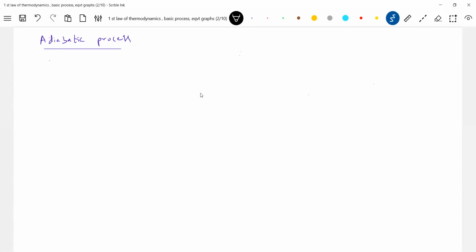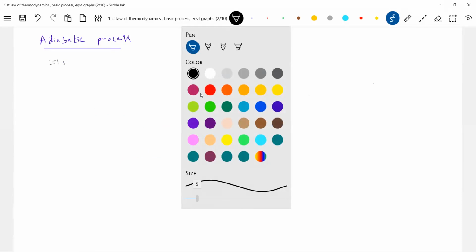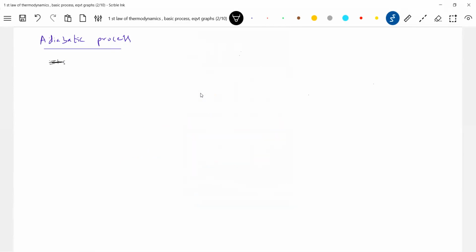Okay, this adiabatic process is a process in which there is no heat exchange. No heat exchange will occur. So it's not like 10 joules it will absorb, then 10 joules it will release. No heat exchange altogether. So here Q will be 0.